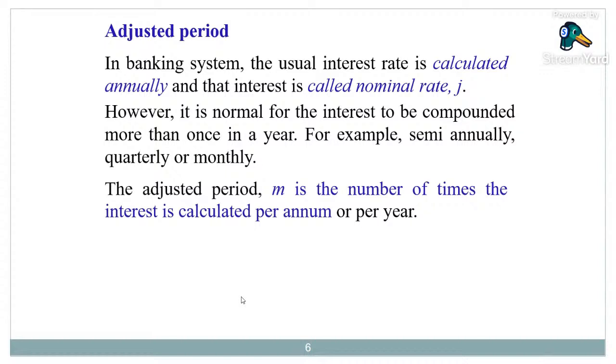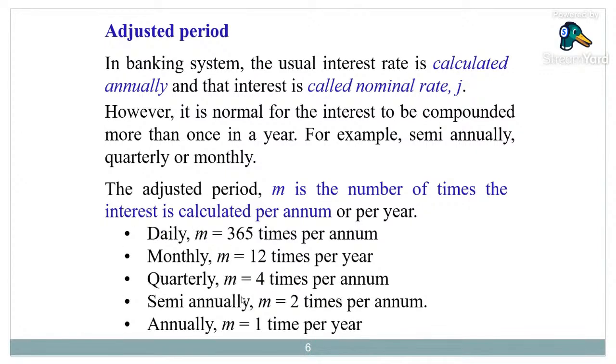Boleh jadi juga 2 kali setahun ataupun 4 kali setahun ataupun setiap bulan. Okay, so the adjusted period M is the number of the time the interest is calculated per annum, setiap tahun. Okay, so kalau macam daily, contohnya dia kata interest compounded daily, maksud setiap hari dia compound, gila kan. So kita kena kira M kita tu sebanyak 365 kali setahun. Kalau 5 tahun, you darabkanlah dengan 5. Banyak kali dia compound kan. So kalau monthly, M equal to 12 times per year. So kalau 5 tahun, 12 darab 5 tahun lah. Quarterly, 4 times per annum. Semi-annually, 2 times per annum. Annually, 1 time per annum.